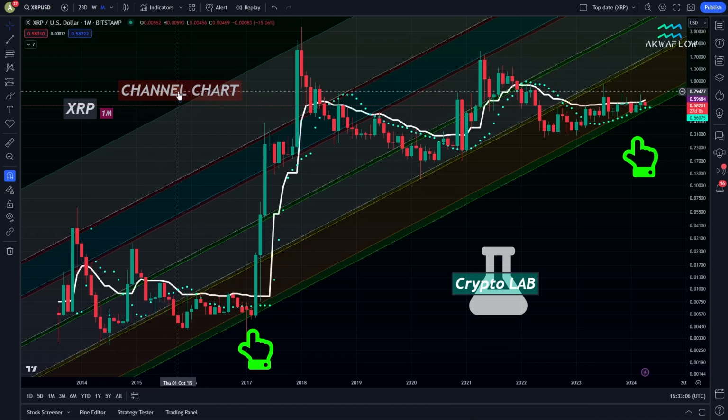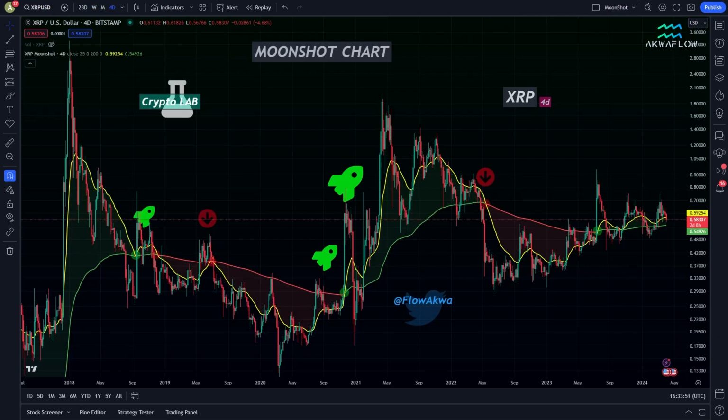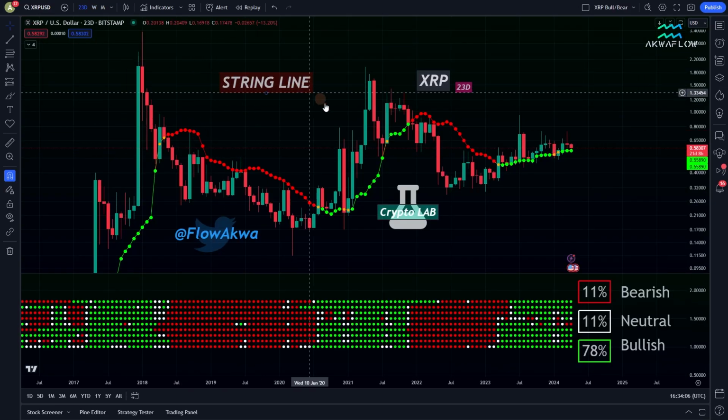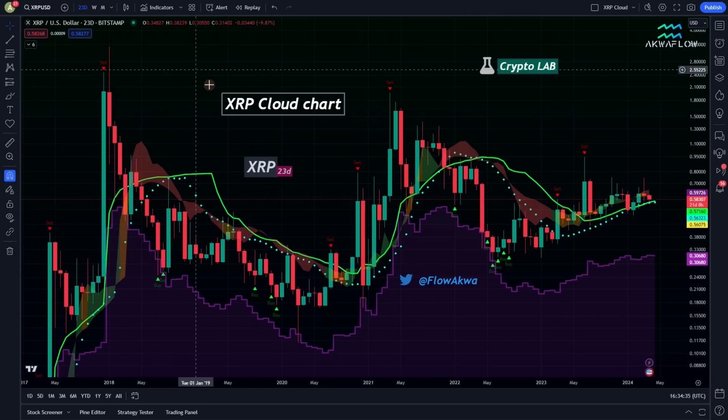Today we are going to start with the channel chart, then I'm going to dive into the big picture chart. I will tell you all you need to know about the Moonshot chart. Of course, we are going to have a look at the bull bear index for XRP. And the last chart of the day will be the cloud chart.